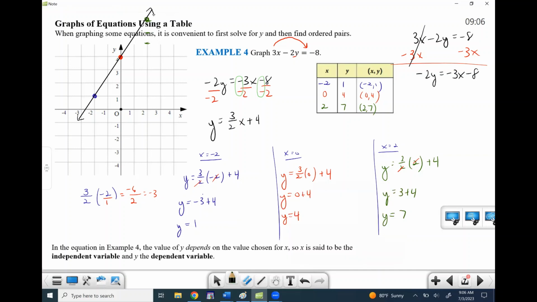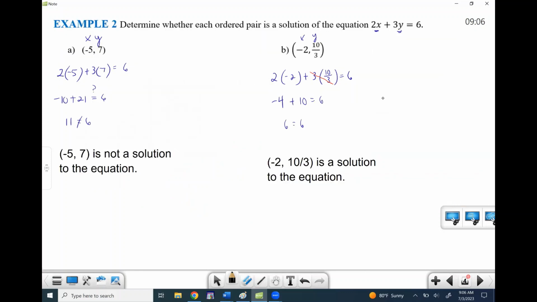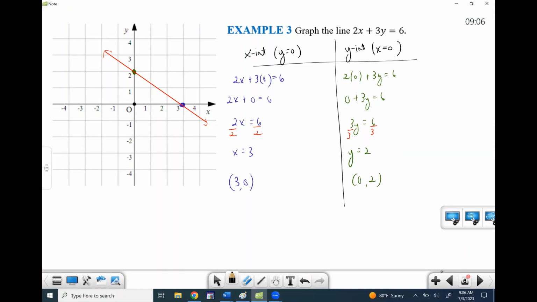Now, something I want to point out that I didn't, let me go back. This was the exact same equation from example 2. 2x plus 3y equals 6. Okay. Now remember, negative 5, 7 didn't work. Well, let's go check. If you look at negative 5, 7, here's negative 5 over here. And 7 would be, let's say this line keeps going, 7 would be too high.